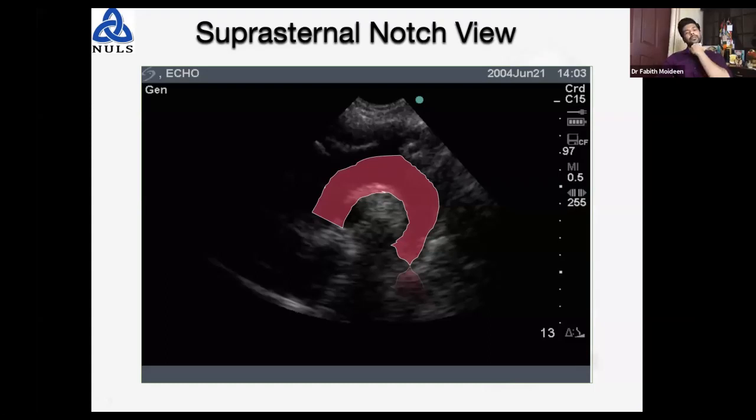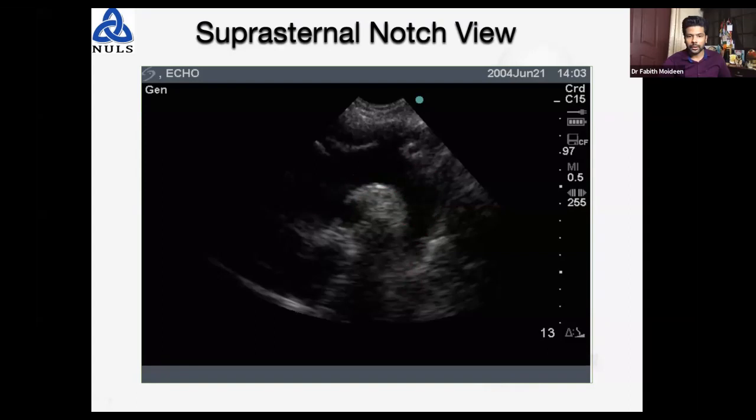You have to look like that. Okay. And for this, what you can do is put a pillow below the shoulder, so that you get a good extension of the neck, and then you can put your probe nicely, and then you can see the arch of aorta. Okay, so this is what you're going to see.